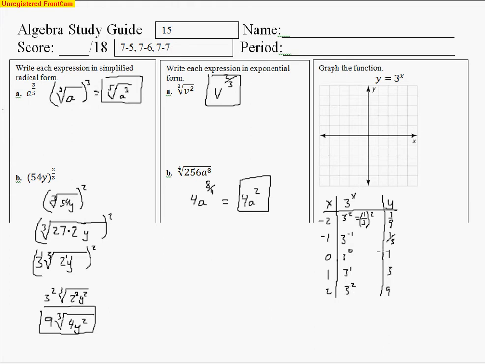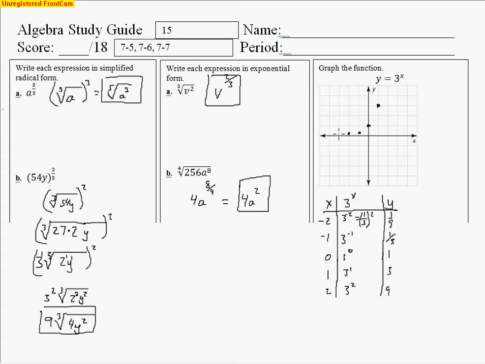So I've got plenty of points. Can't fit them all on there, but I'll do my best about getting some of them on there. So 1/9, and over 2 spaces to the left, up 1/9. Over 1 space to the left, up 1/3. And then over 0, up 1. Over 1, up 3 spaces. And that's all I can fit on there.